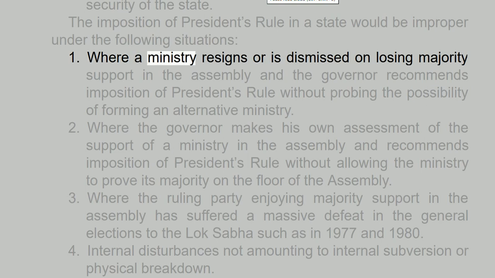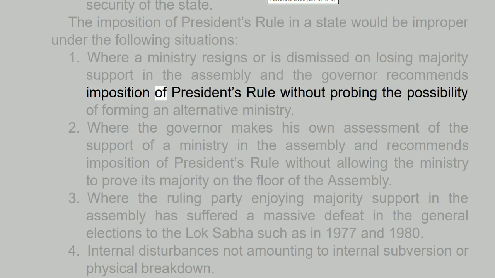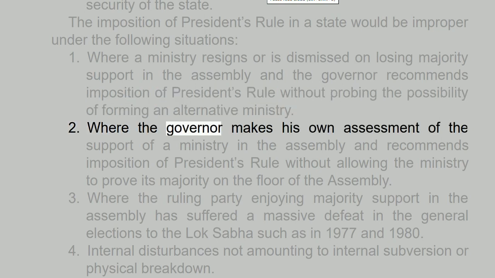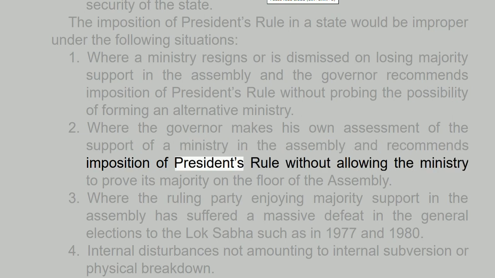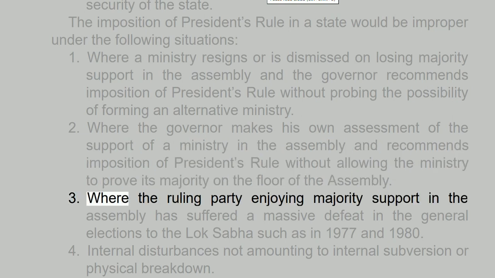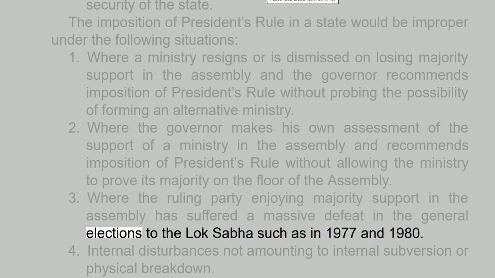1. Where a ministry resigns or is dismissed on losing majority support in the Assembly and the Governor recommends imposition of President's rule without probing the possibility of forming an alternative ministry. 2. Where the Governor makes his own assessment of the support of a ministry in the Assembly and recommends imposition of President's rule without allowing the ministry to prove its majority on the floor of the Assembly. 3. Where the ruling party enjoying majority support in the Assembly has suffered a massive defeat in the general elections to the Lok Sabha, such as in 1977 and 1980.